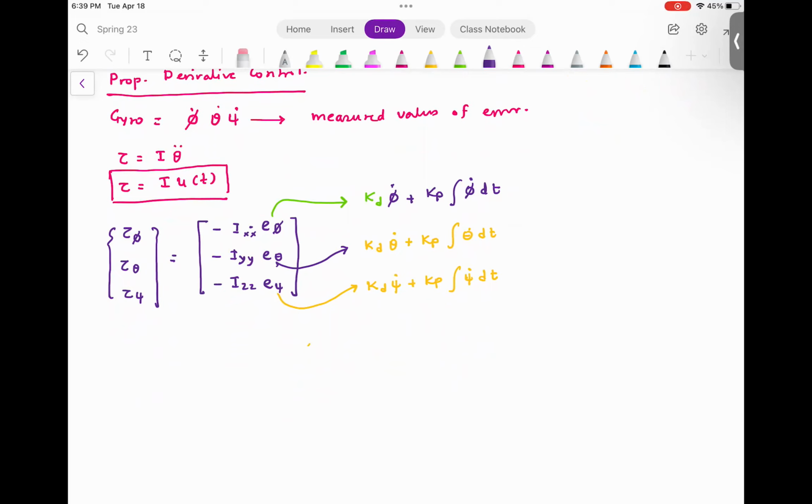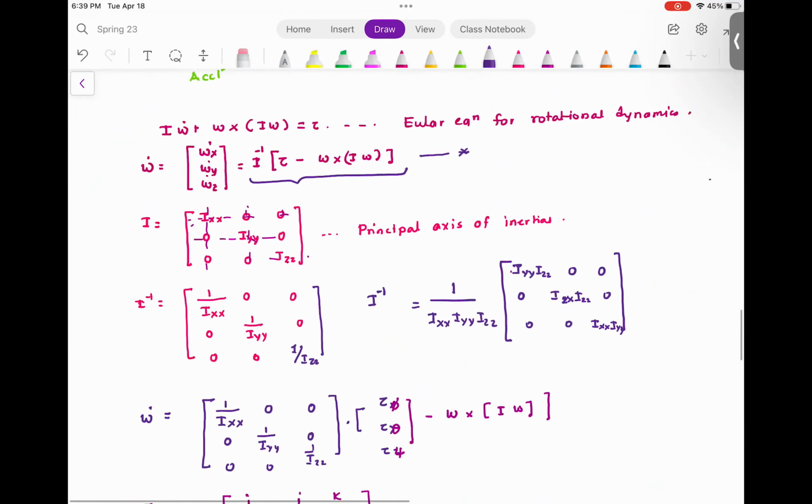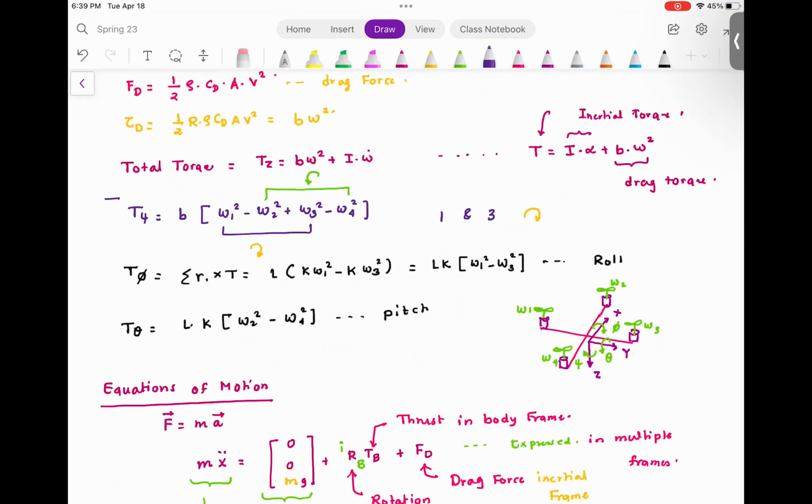So let me be a little bit more specific, and that will give you an answer here. So this is one equation, and if you recollect from the motor dynamics, and we looked at this earlier, please note that these are the equations for torque. Torque in the yaw direction, torque in the roll direction, torque in the pitch direction. Everyone understood this?